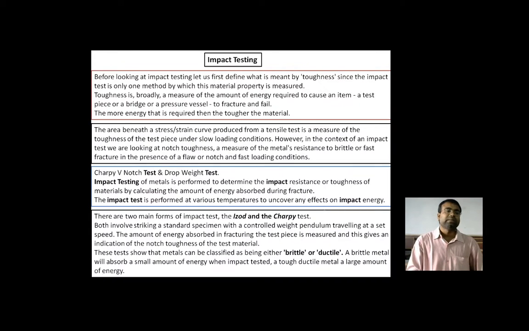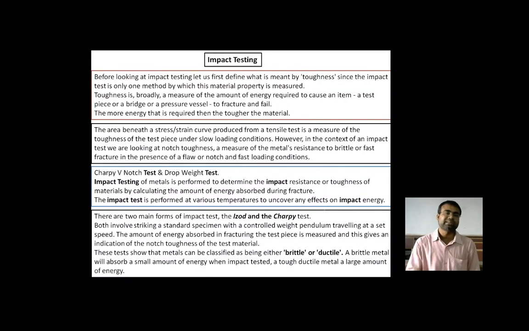So the area beneath a stress strain curve produced from a tensile test is a measure of the toughness of the test piece under slow loading conditions. However, in the context of an impact test, we are looking at notch toughness, that particular crack. A measure of the metal's resistance to brittle or fast fracture in the presence of flaws or the notch and the fast loading conditions.